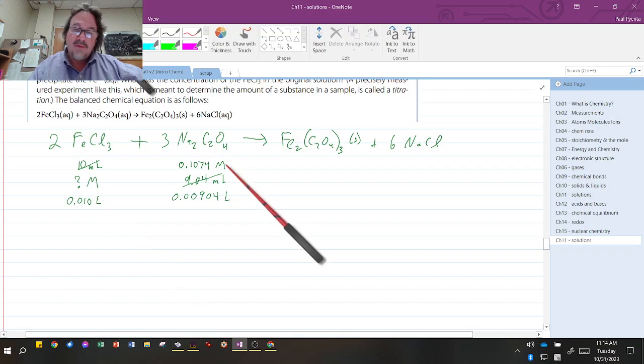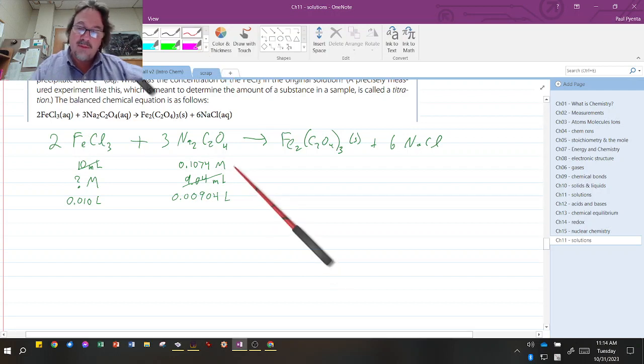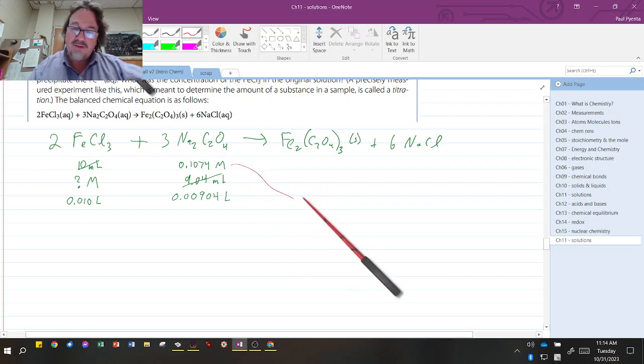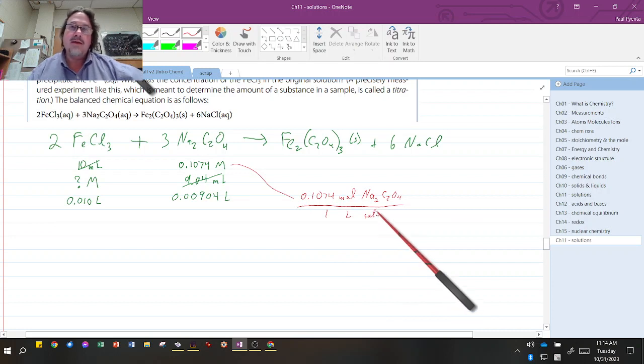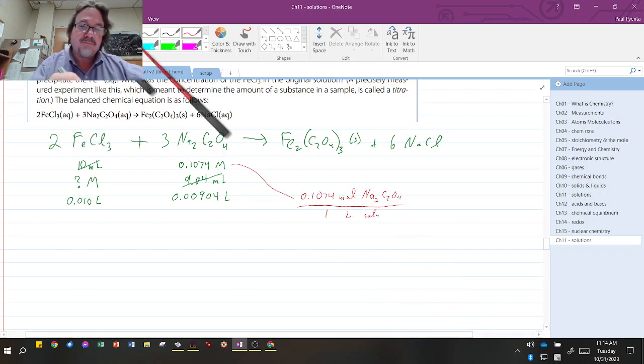Also, this molarity here, keep in mind that's moles per liter. Not a lot of room to write that, but let me just put it over here. That's the same thing as 0.1074 moles of that solute, which in this case is sodium oxalate, per 1 liter of the solution. And we're going to probably need that.